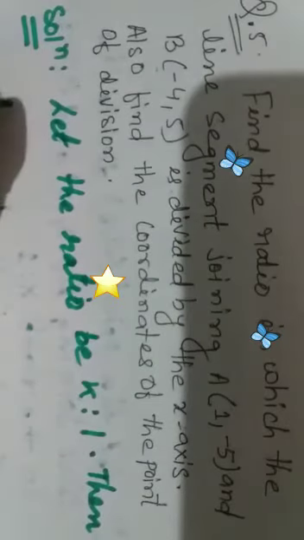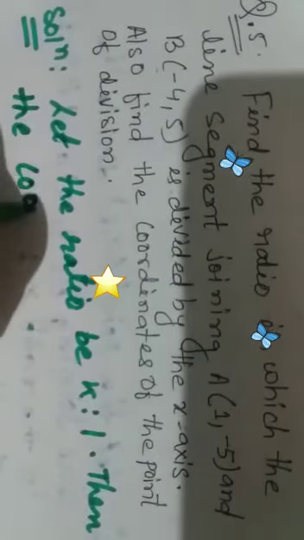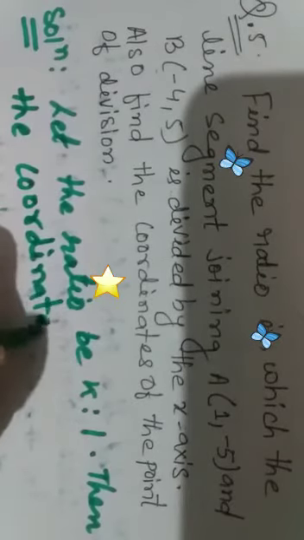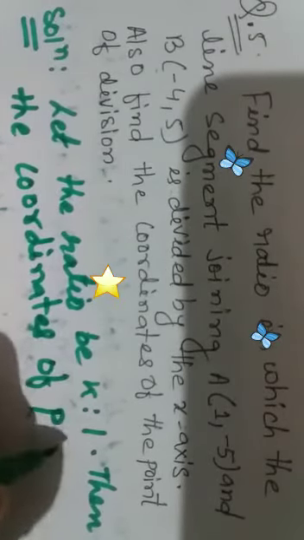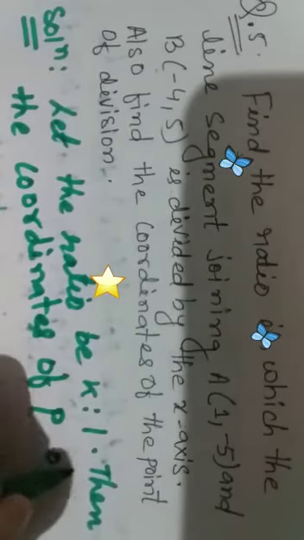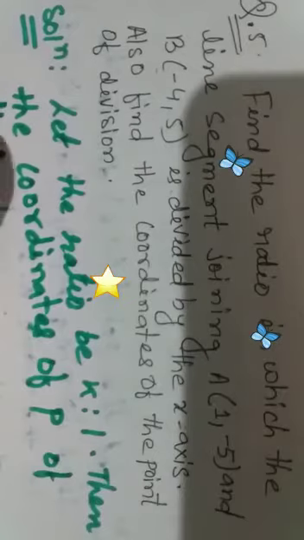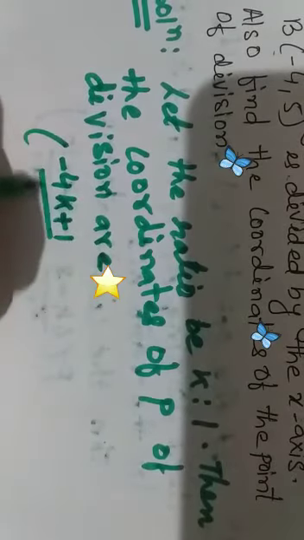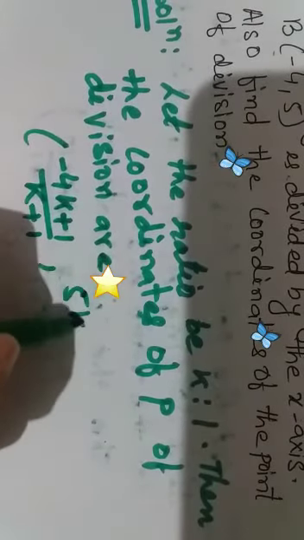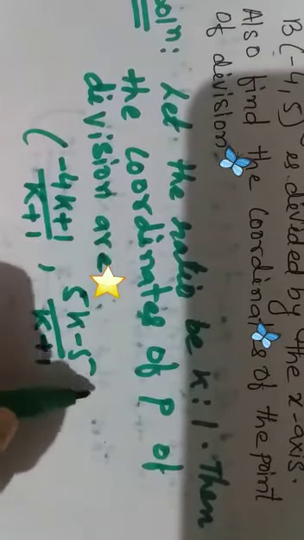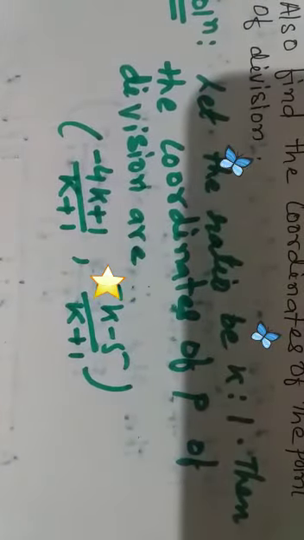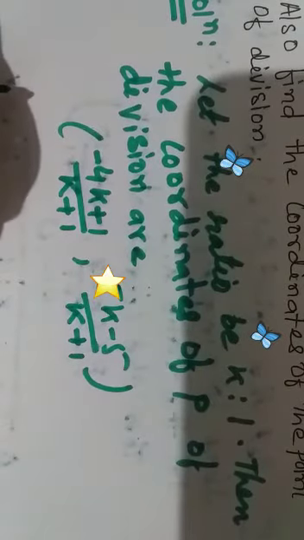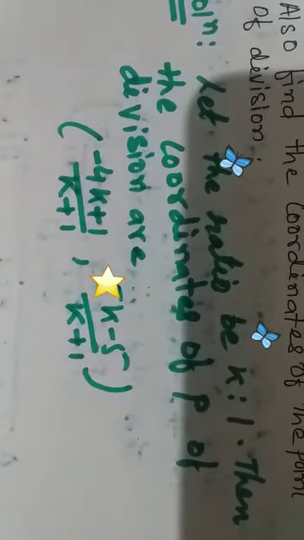Then the coordinates of P of division, again we will use the same formula. Here all the coordinates are given. So (minus 4k plus 1) by (k plus 1) and (5k minus 5) by (k plus 1). Here it is a point on the x-axis, on which the y coordinate of every point is 0. That we know.